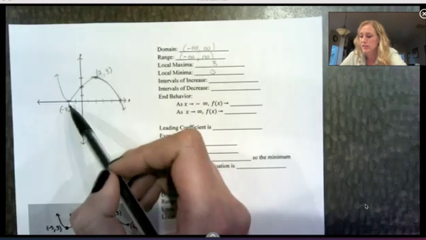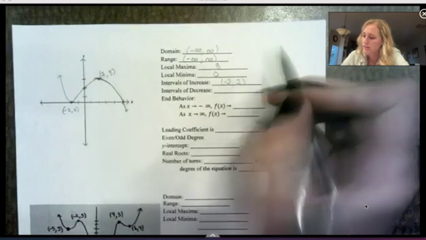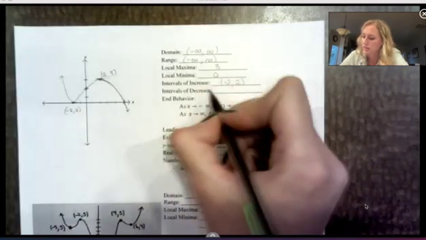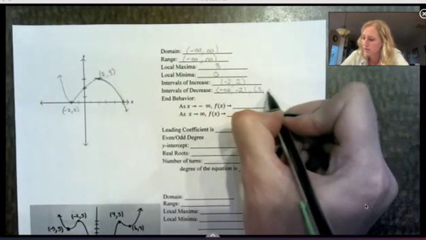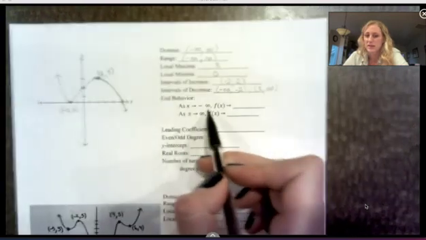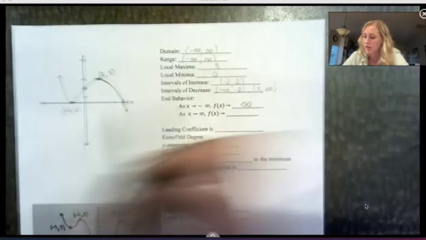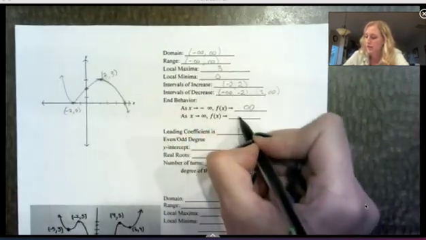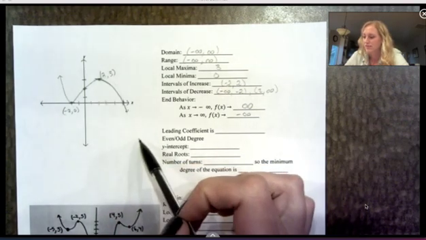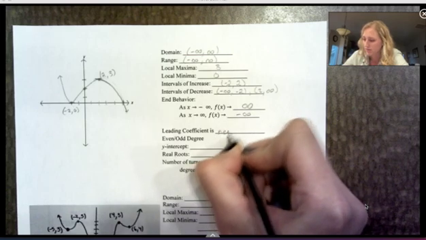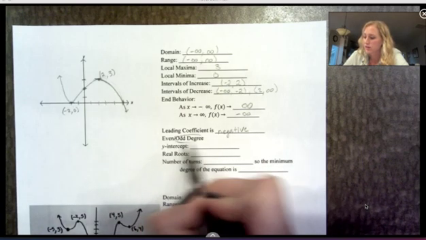Intervals of increase. So it's only increasing from -2 to 2. And it is decreasing from -infinity to -2 and from 2 to infinity. Okay, on the left side of the graph, as x approaches -infinity, my f of x is approaching infinity. On the right side, my graph is going down to -infinity. Because the right side is going down, the leading coefficient is negative. And because the ends are opposite, it is an odd degree.